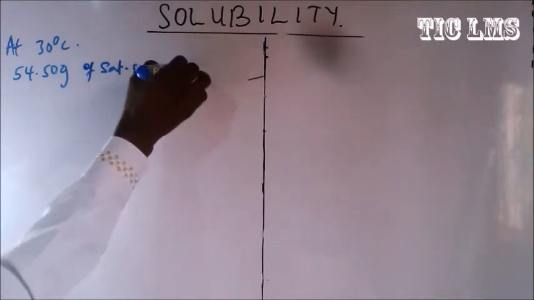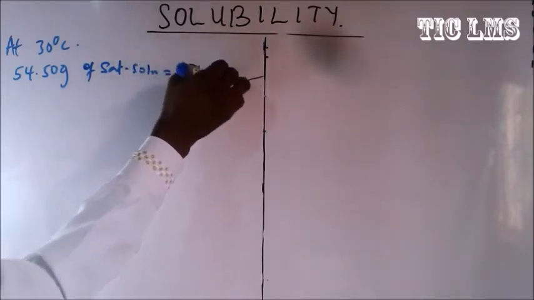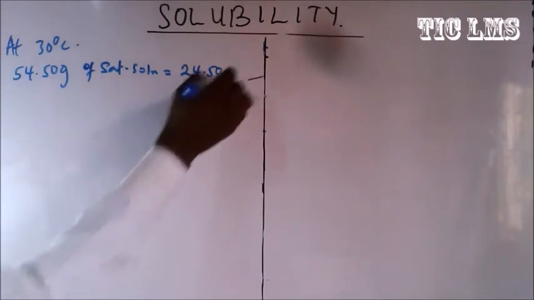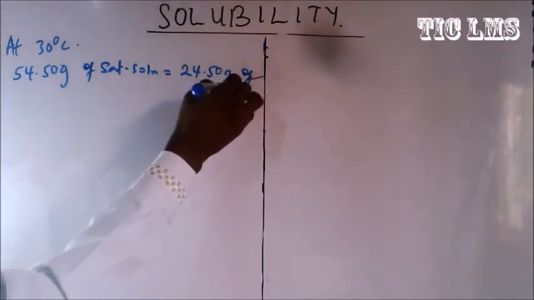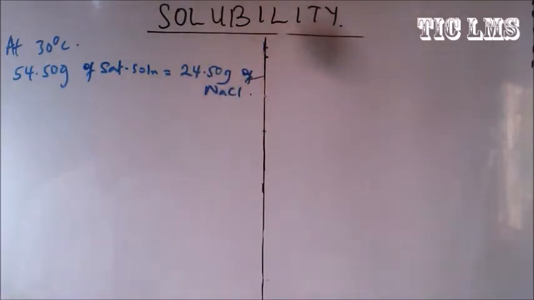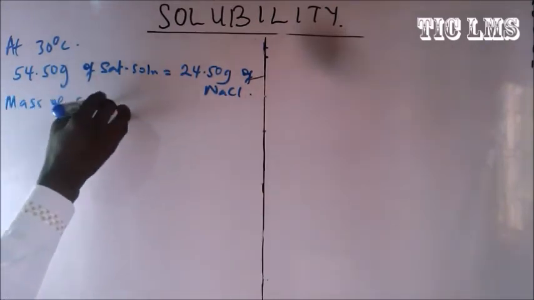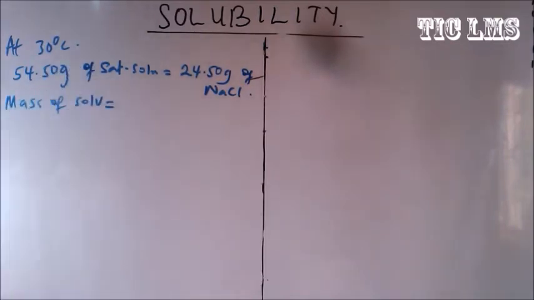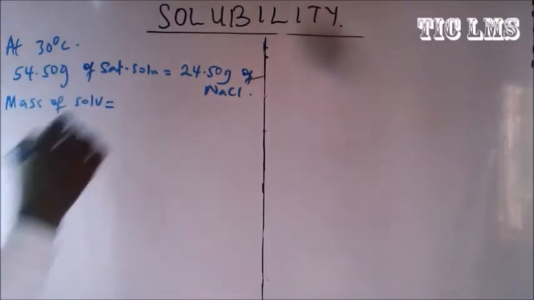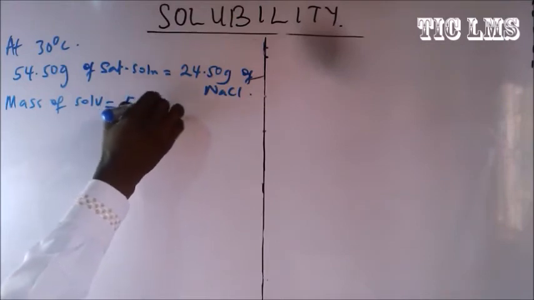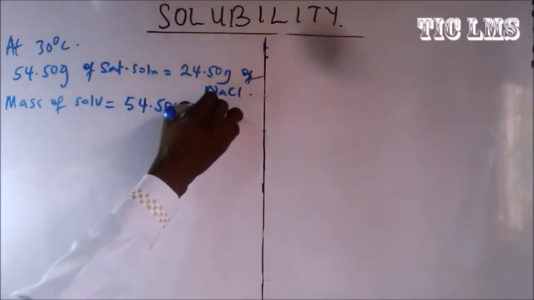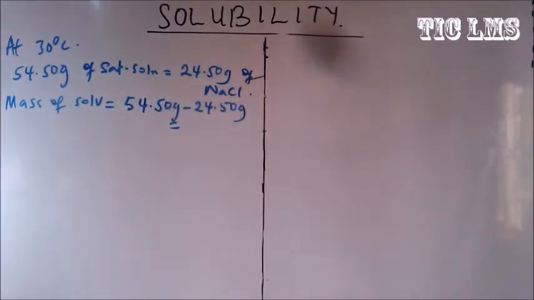contains 24.50 gram of sodium chloride. So from here, what is the mass of the solvent? So we first find mass of solvent, which will be mass of the saturated solution minus the mass of the salt. So we have 54.50 gram minus 24.50 gram, and that will give 30 gram of solvent.